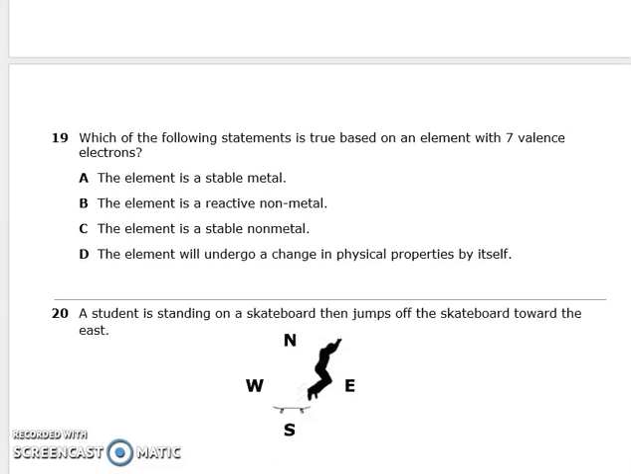Number 19. Which of the following statements is true based on an element with 7 valence electrons? A. The element is a stable metal. B. The element is a reactive nonmetal. C. The element is a stable nonmetal. Or D. The element will undergo a change in physical properties by itself.